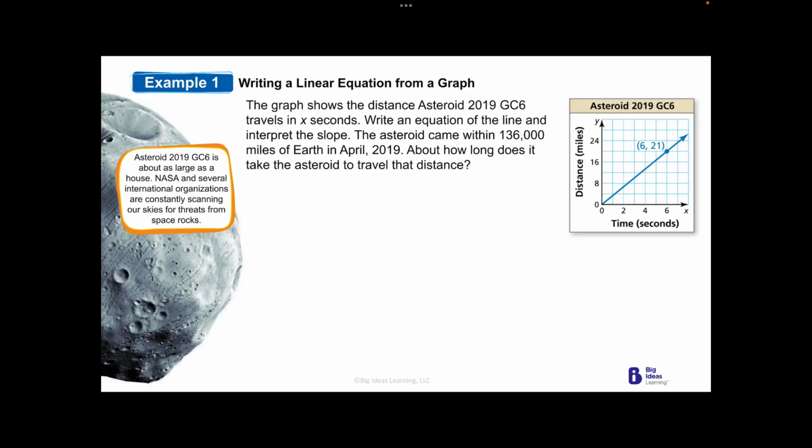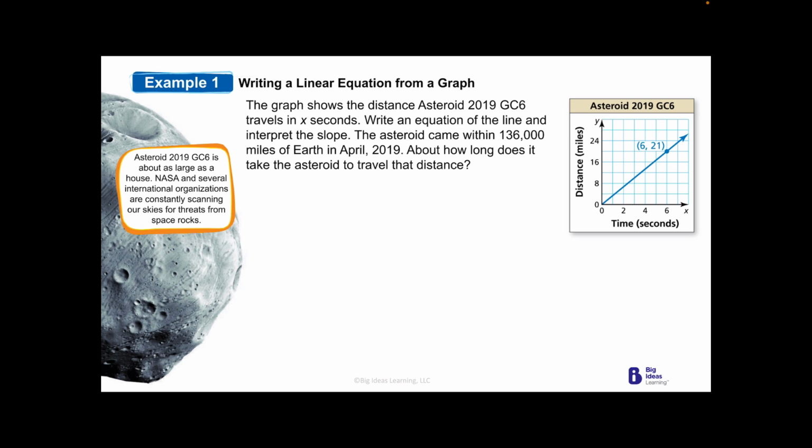So with this first example, it says writing a linear equation from a graph. Now, what's really nice about a graph is that you are given a visual, and so you can use that visual to kind of help us out. It says the graph shows the distance asteroid 2019 GC6 travels in X seconds. Write an equation of the line and interpret the slope. The asteroid came within 136,000 miles of Earth in April 2019. About how long does it take the asteroid to travel that distance?